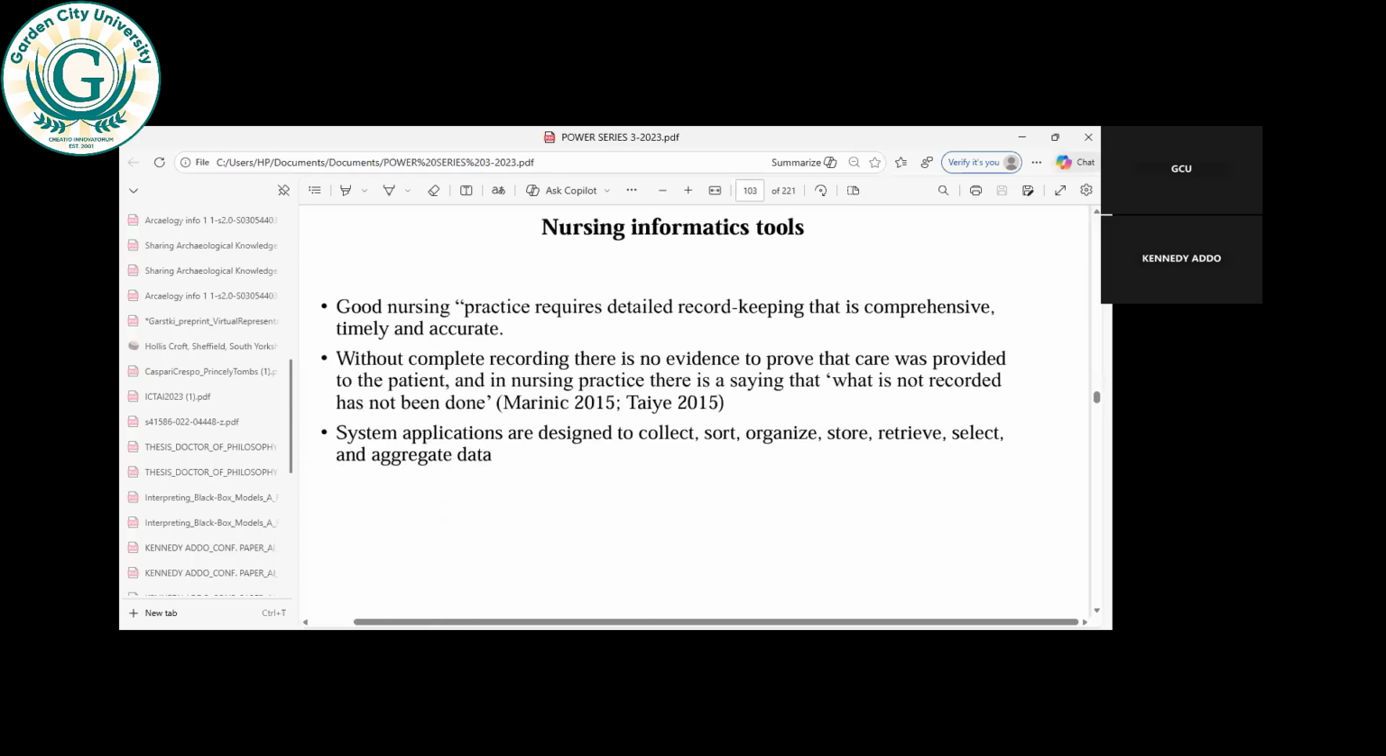Good nursing practice requires detailed record keeping that is comprehensive, timely, and accurate. Without complete recording, there is no evidence to prove that care was provided to the patient. So in nursing practice, there is a saying that what is not recorded has not been done. So this is very important. You might have given all the necessary attention to your patient, but if you don't have evidence of your interventions, then the fact that you managed your patient can be denied. In order to get evidence, it comes with record keeping.